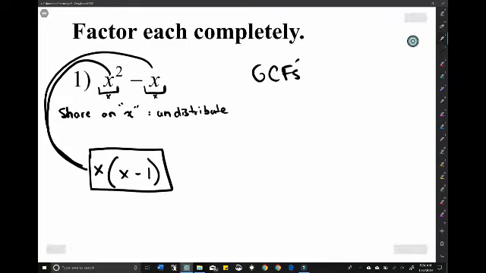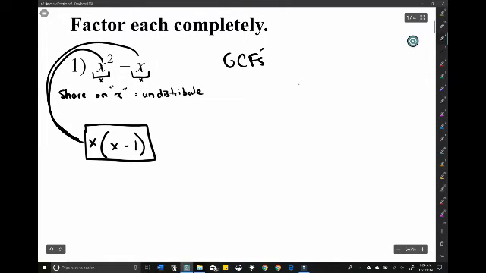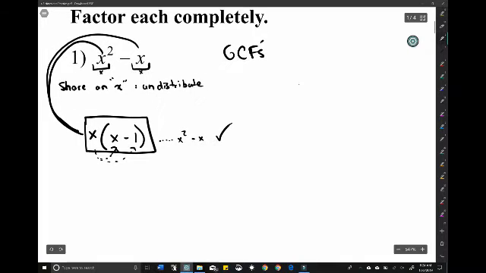And you might be wondering, what's going on? With removing greatest common factors, it's always easy to check. If we were to redistribute this, x times x is x squared, x times negative 1 is negative x. It checks out. You can always do the Dvorsky double check. That's my name, to help you there. So sharing x is undistribute.